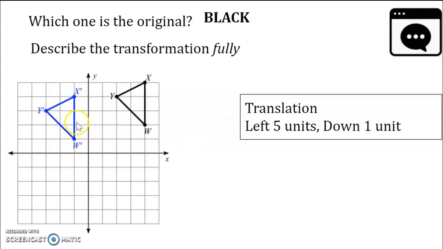And more specifically, you pick any point here. You can pick the X prime and X. So you need to be thinking, okay, how did X become X prime? It went down by 1 unit and it also went 1, 2, 3, 4, 5 units to the left. So left 5 units, down 1 unit is the transformation.